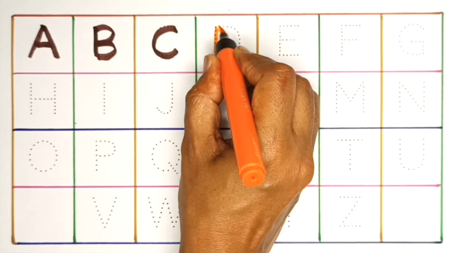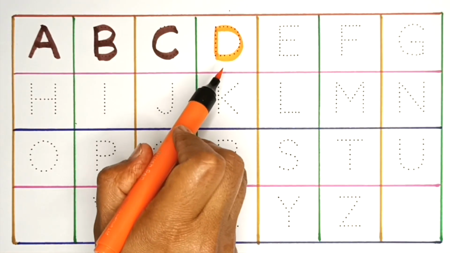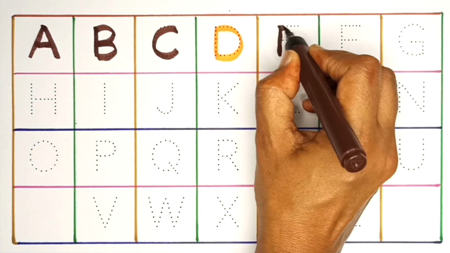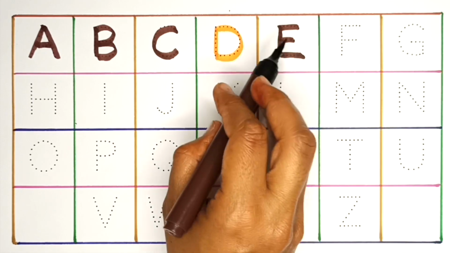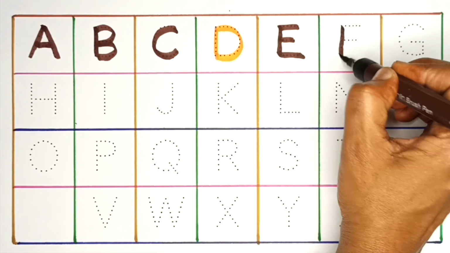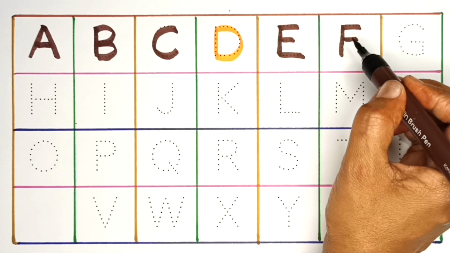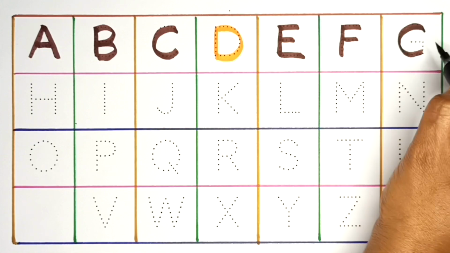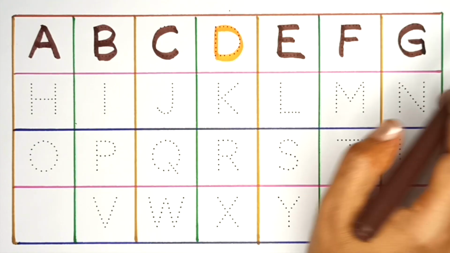D, D for dog, D. E, E for elephant, E. F, F for fish, F. G, G for grapes, G.